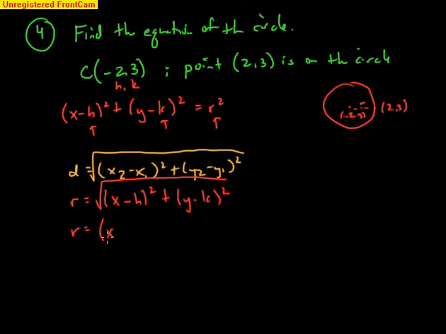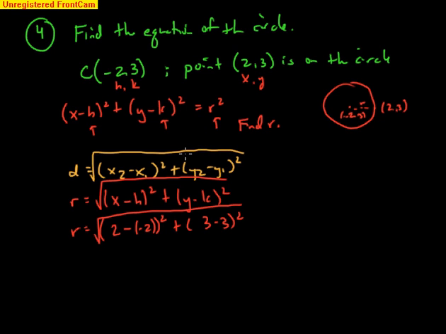So we have 2, this is my x and that's my y. 2 minus negative 2 squared, h is negative 2, plus 3 minus 3 squared, all inside a square root. So again, I'm just finding my radius. Find r first. That's what I'm doing right now, so that I can create my equation.